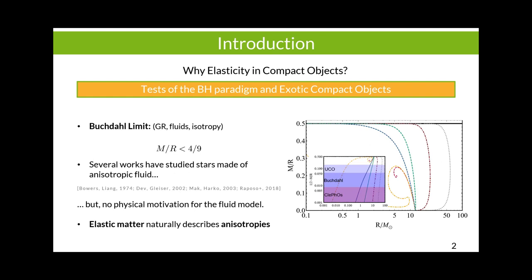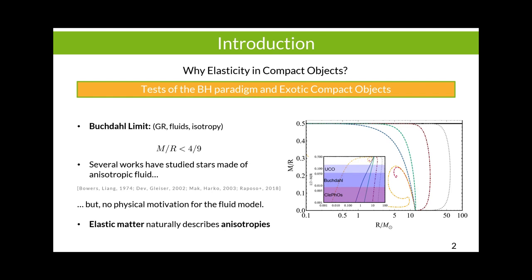But there is a second motivation, which is related with exotic compact objects and tests of the black hole paradigm. I think most of you here work in things related with that, and we have heard a lot of talks on this. So exotic compact objects is anything that is not a neutron star or a black hole for the purpose of this talk.